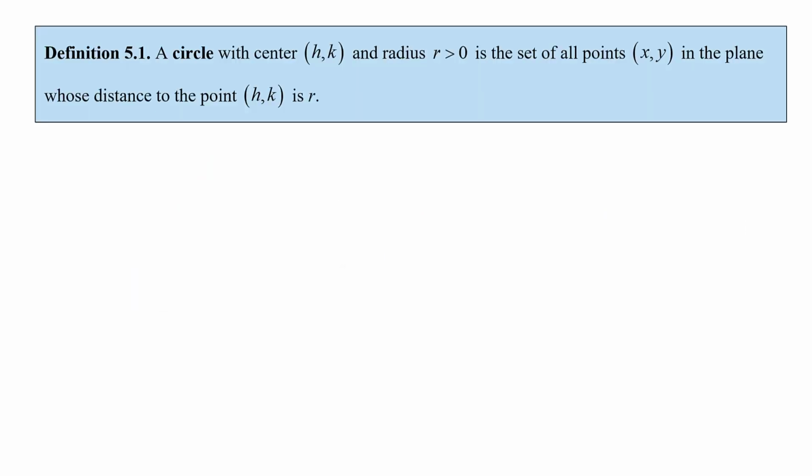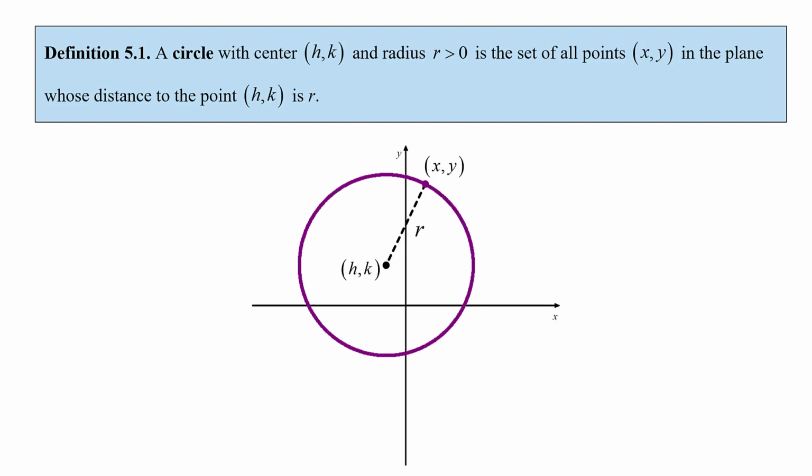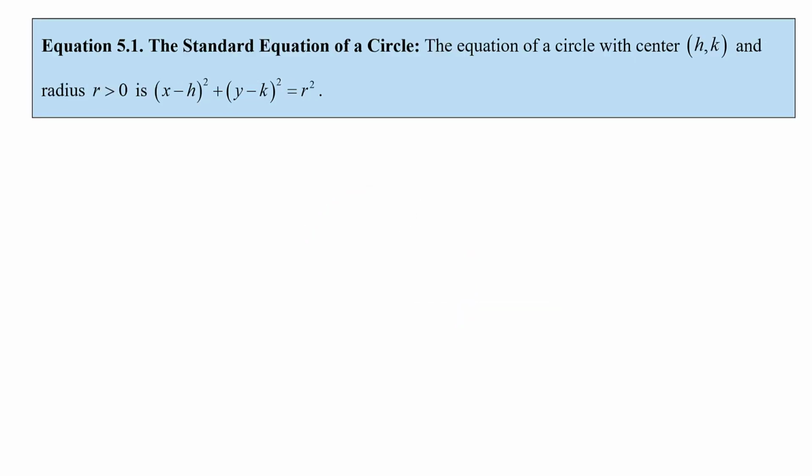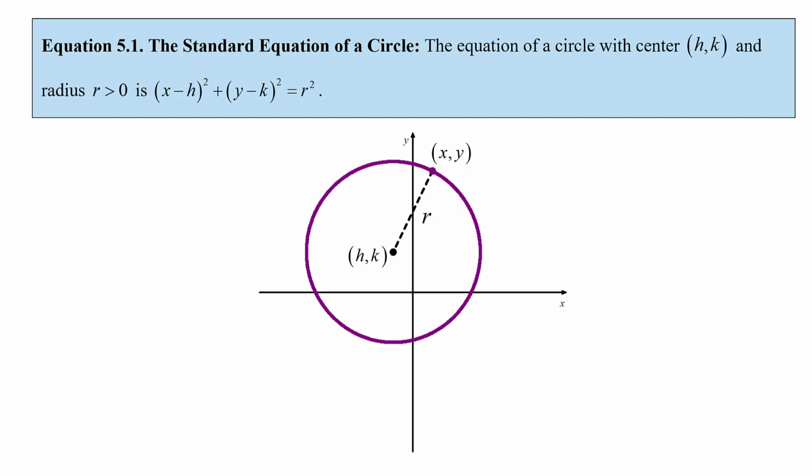The definition of a circle: we envision a circle in the xy coordinate plane. A circle with center (h, k) and radius r greater than 0 is the set of all points (x, y) in the plane whose distance to the center, the point (h, k), is r. The standard equation of a circle is (x - h)^2 + (y - k)^2 = r^2.